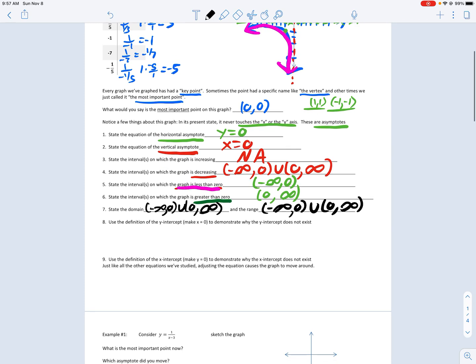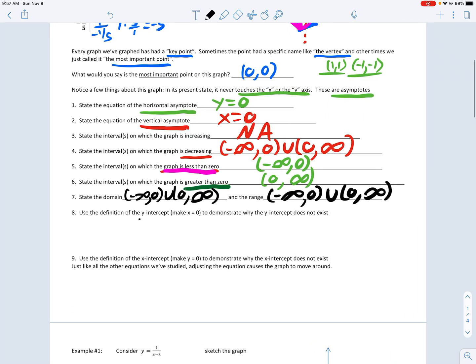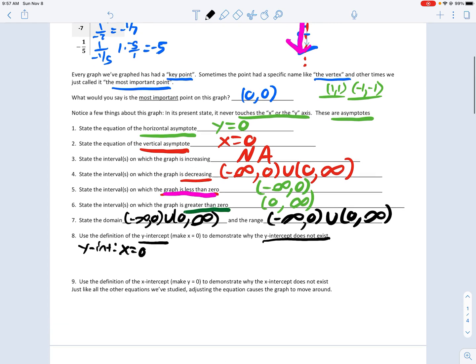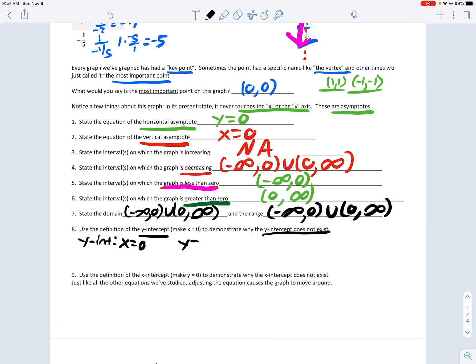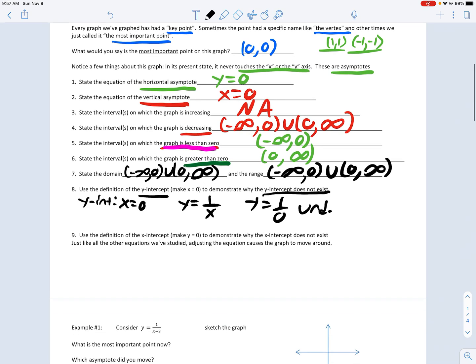So use the definition of the y-intercept to demonstrate why the y-intercept does not exist. So to find the y-intercept, right, we let x equal 0. So our equation is y equals 1 over x. So if x is 0, we get 1 over 0, right? That's undefined. A fraction with 0 in the denominator is undefined. So that's why there's no y-intercept. Use the definition of x-intercept to demonstrate why the x-intercept does not exist.